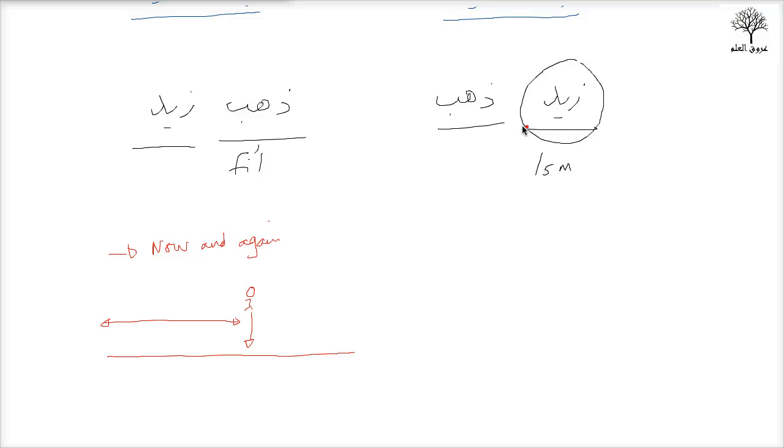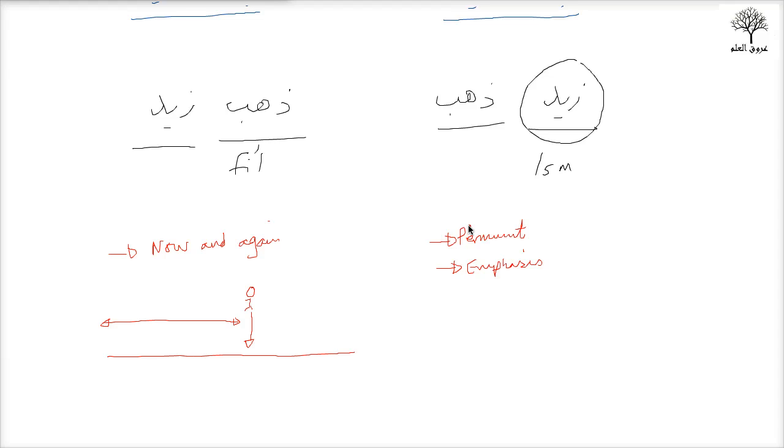But if I say to you Zaidun dhahaba, that actually has the meaning of being permanent, and also emphasis. So Zaidun dhahaba would mean that Zayd, he went, as in Zayd is someone who goes. He was the one who went. So we're not looking for what did Zayd do. What we're looking for is who went.